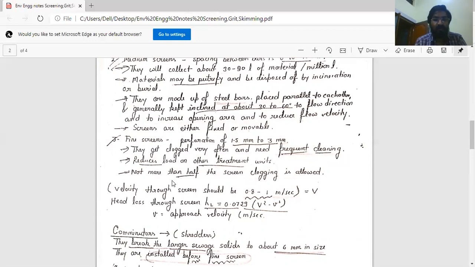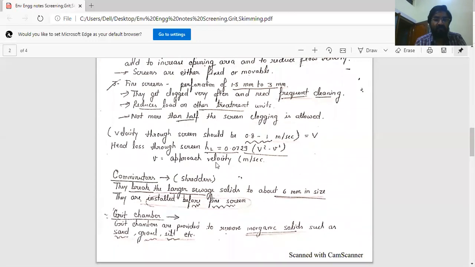Not more than half the screen clogging is allowed. After that, cleaning is a requirement. Velocity through the screen should be 0.8 to 1 meter per second, equal to capital V. Head loss through screens, HL, is equal to 0.0729 into (V squared minus v squared), where small v is equal to the approach velocity in meters per second. This is the screens.